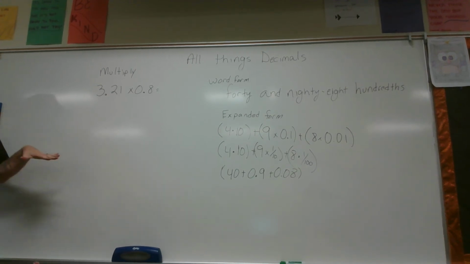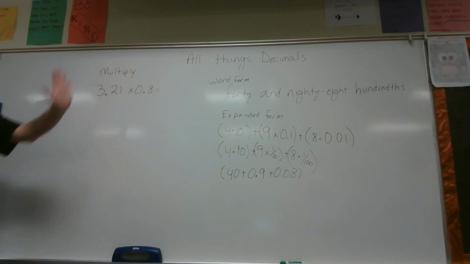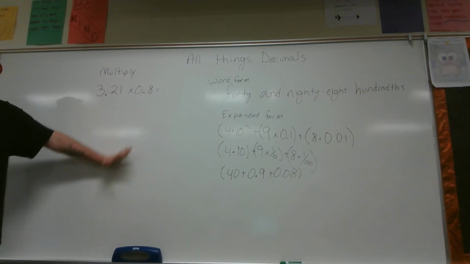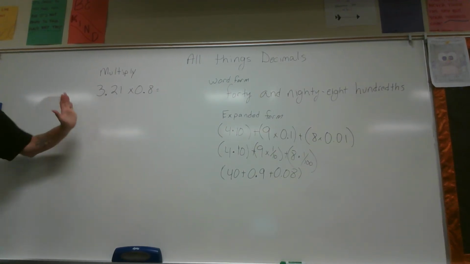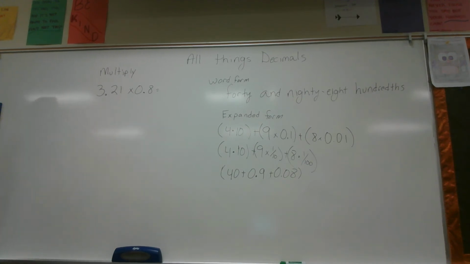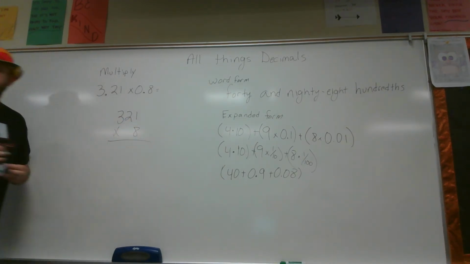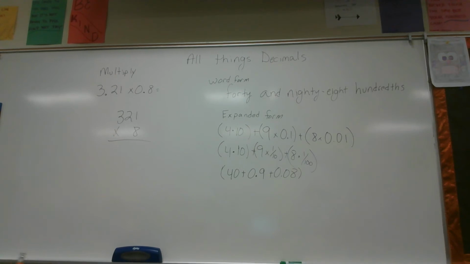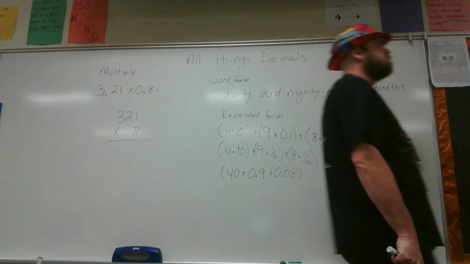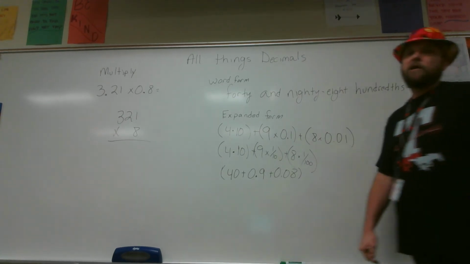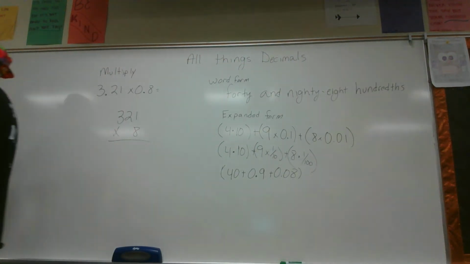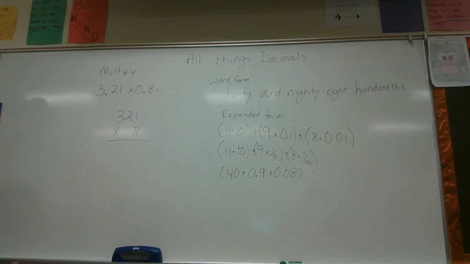I'm going to write it vertically, but I don't line up the decimal points. I'm going to take out the decimal points. So I'm going to rewrite it 321 multiplied by 8. I'm not going to put the decimal points in when I multiply, because it's going to confuse you and probably have you put the decimal point in your product in the incorrect place. I'm just saying, it could happen. I've seen it before.